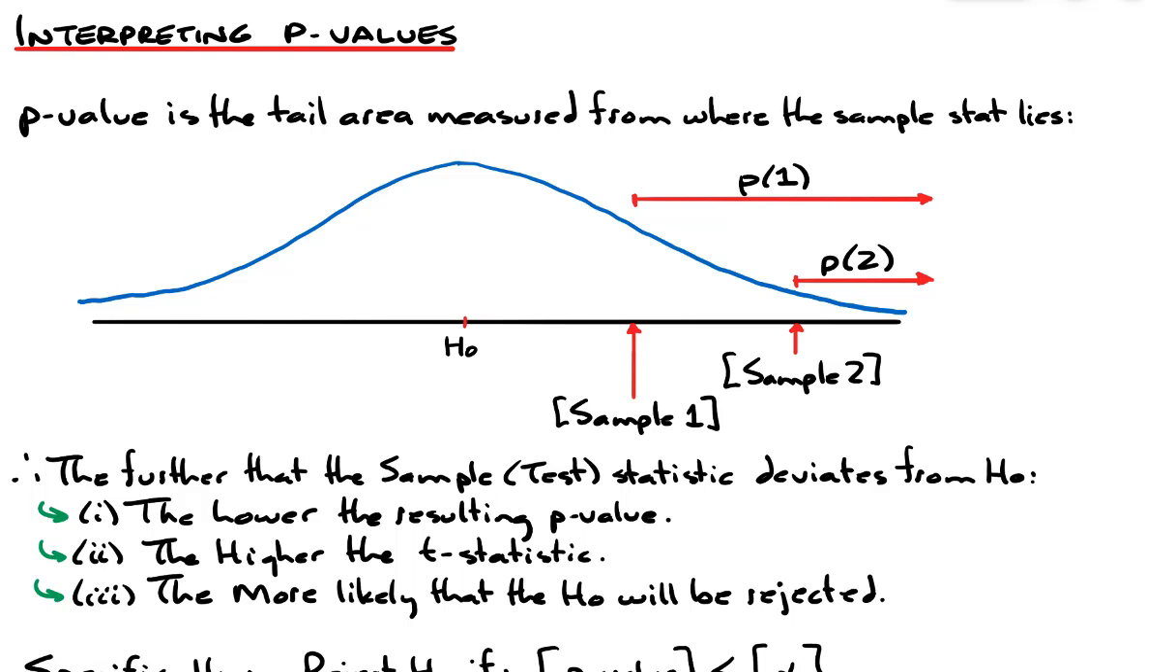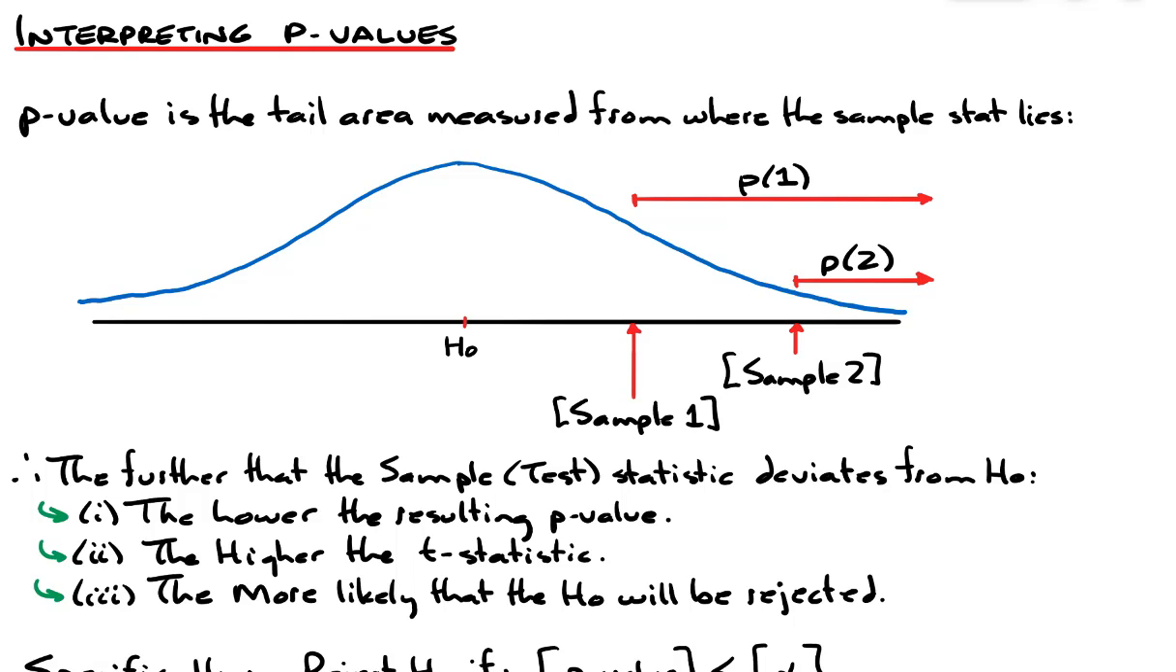Interpreting p-values. P-value is the tail area measured from where the sample statistic lies. The framework we're going to use here is a probability distribution. First, let's start off with a distribution. This line over here represents all possible values for the variable that we are analyzing, and right in the middle here is our hypothesized value. Let's just assume that this variable is normally distributed, which gives us this bell shape.